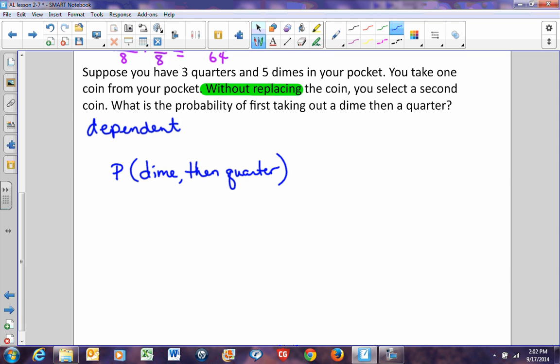So we need the probability of a dime, and then we need the probability of a quarter after dime. So this is going to equal the probability of a dime times the probability of quarter after dime. So the probability of a dime, there are still 8 coins, 5 of them are still dimes, so this is still 5/8.